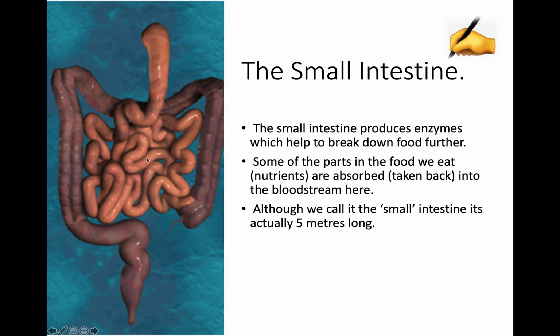Small intestine. The small intestine produces enzymes which help to break down the food further. Some parts of the food we eat, nutrients, are absorbed, taken back into the bloodstream here. Although it's called small, it's actually 5 meters in length. So this is where the nutrients are absorbed into the bloodstream and transported all over the body.